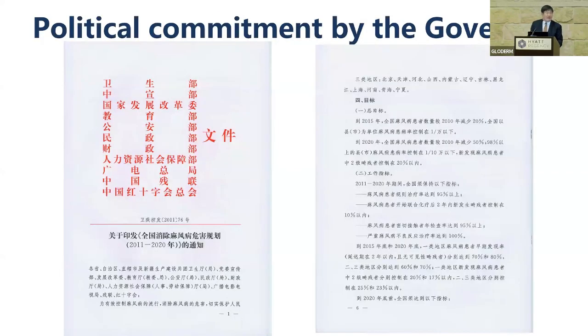So in the year 2011, the Ministry of Health of China issued a campaign. That campaign lasted from the year 2011 to 2020. That is the political commitment by the government to eliminate the leprosy harm. In the 1980s, the Chinese government also issued a campaign that eliminates leprosy. But in the year 2010, we issued another campaign that eliminates the harm of leprosy. From a scientific point of view, leprosy can't be eradicated in the near future. We have a long way to go, but we can eliminate the harm of leprosy.